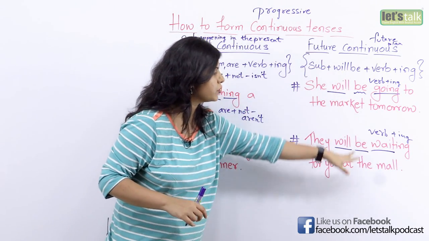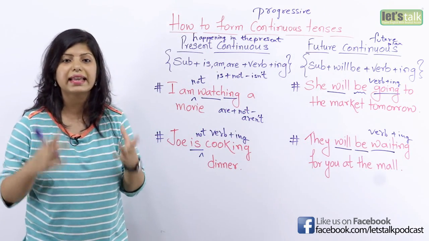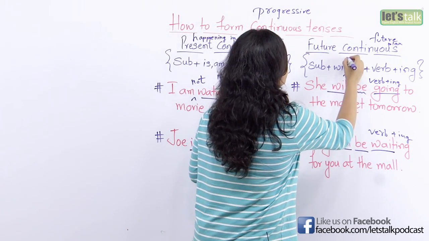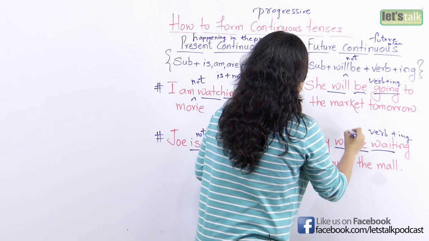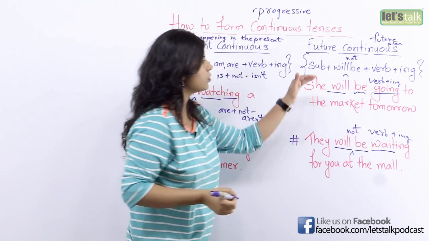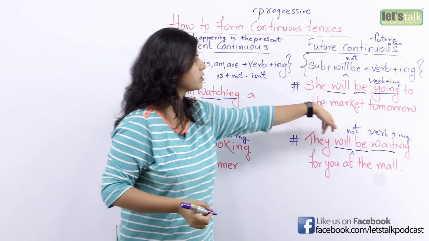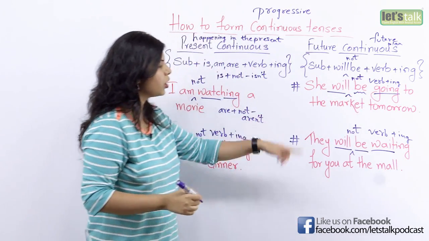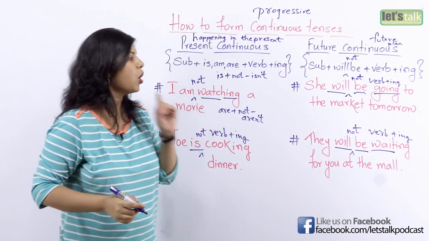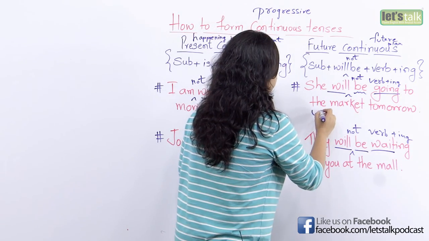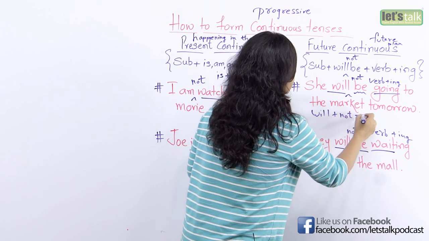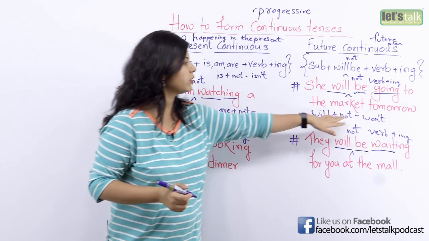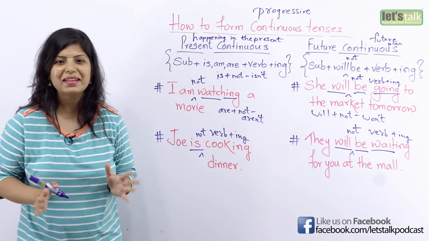Similarly, if you want to make a future continuous sentence negative, what will you do? I think you should know by now. You'll simply add the word not. Okay? So, she will not be going to the market tomorrow. All right? And they will not be waiting for you at the mall. Also, you can contract will plus not and make it won't. Remember, you can contract will and not and make it won't. As simple as that, guys.